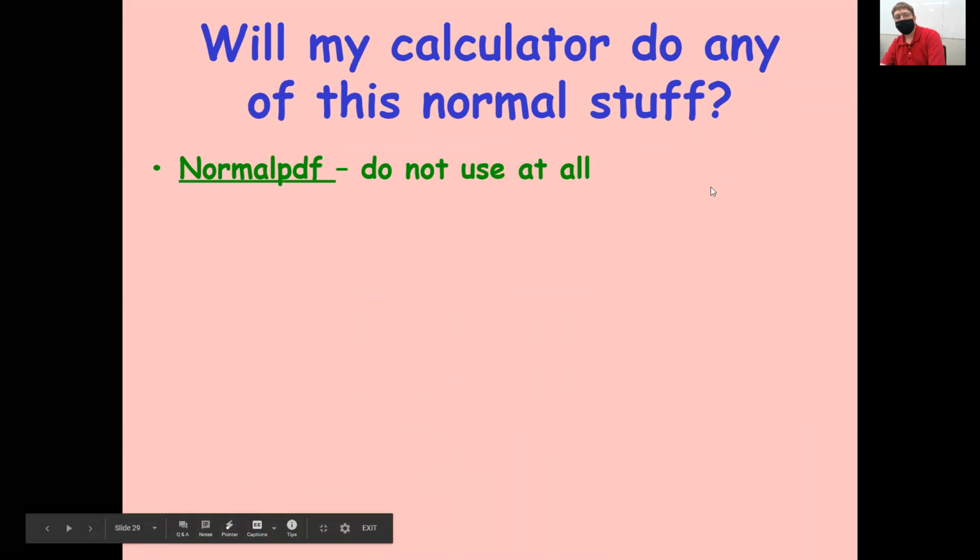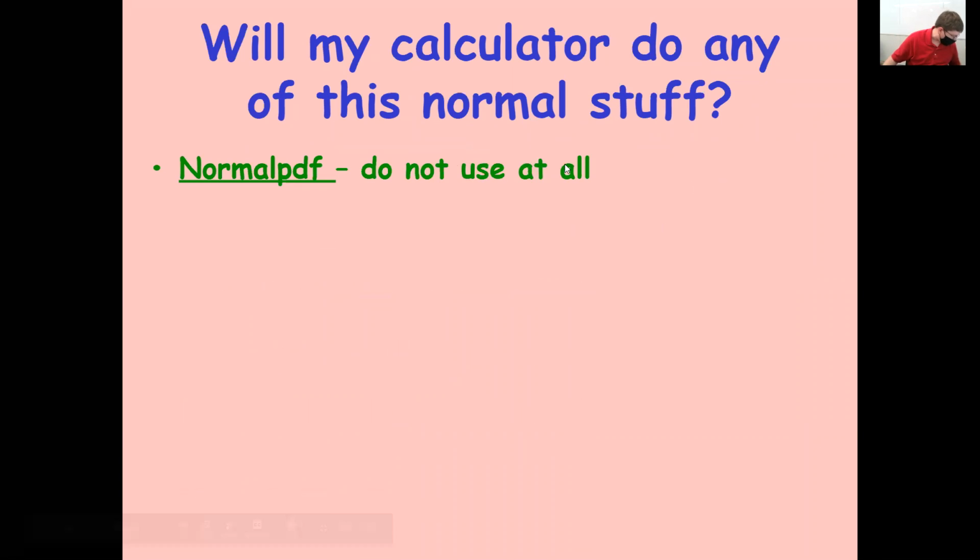All right, will my calculator do any of this normal stuff? Yes. I'm going to grab my calculator. If you have yours, get it ready, and I'll show you. You go into second vars, just like you did for your binomial and geometric. If you didn't know how to do that for your binomial and geometric, then obviously your first quiz needs to be taken care of. There's a normal CDF and a normal PDF and all that stuff inside there. Second vars, they're at the very top of this one, which is nice.